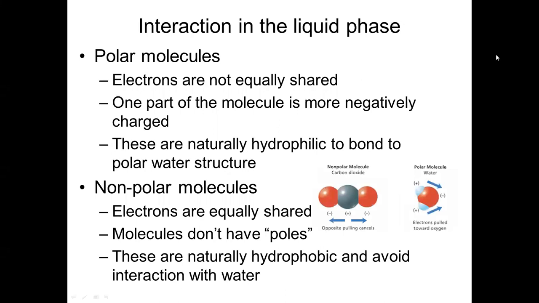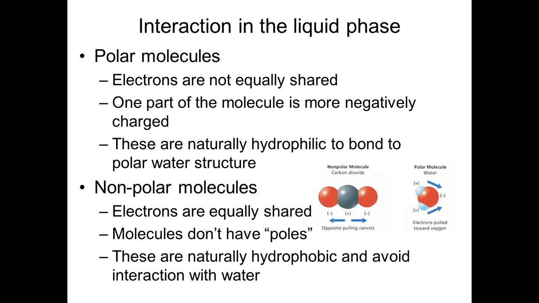So let's take a look at some more definitions and look at molecules in detail and divide them into two subsets. We can take a look at polar molecules. This is where electrons are not equally shared. One part of the molecule is more negatively charged than the other part. These are naturally hydrophilic and bond to polar water structures. Nonpolar molecules, these electrons are equally shared. The molecules don't have poles specifically on them, and these are naturally hydrophobic and avoid interaction with water.